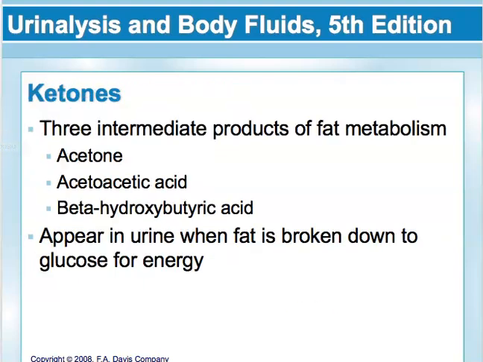Okay, the last reagent strip parameter that we're going to talk about in this lecture is ketones. We'll pick up in lecture 3 at blood. The term ketones represents 3 intermediate products of fat metabolism. So that includes acetone, acetoacetic acid, and beta-hydroxybutyric acid. Normally, ketones are not present in measurable amounts in urine, but when the available carbohydrate stores are depleted, fat has to be metabolized for energy. So this is the point at which ketones may be seen in urine.